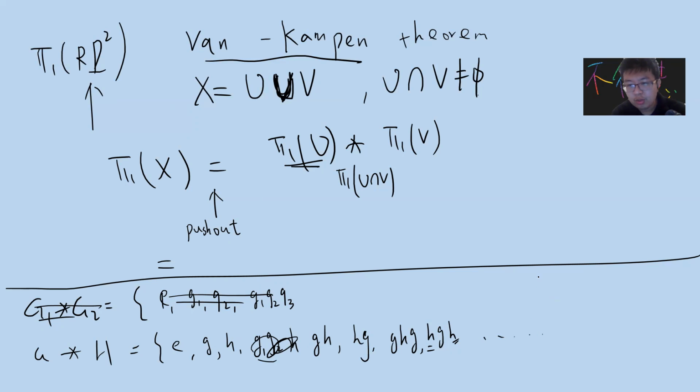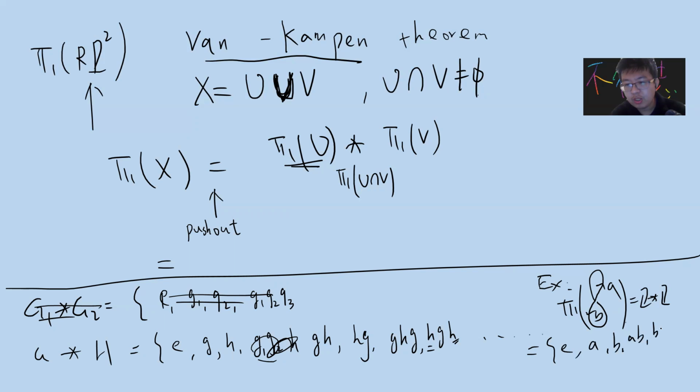For example, if you take the figure 8 and you want to calculate its fundamental group, let's say this loop is A and this loop is B. Then you get the free product of Z and Z, which is the identity, and A or B or AB or BA or ABA or A squared B, which is infinite and very large.